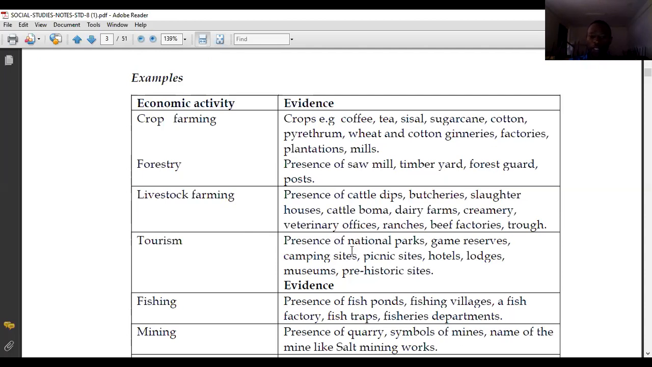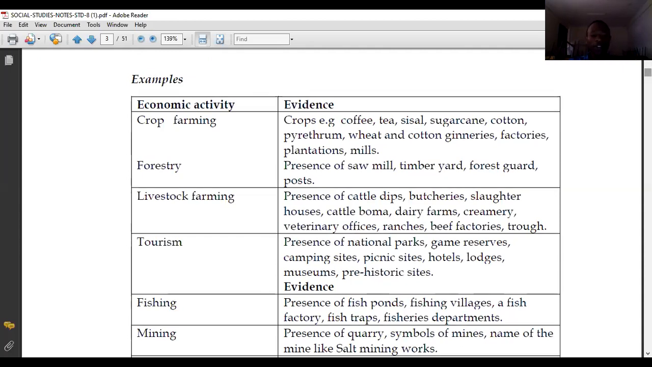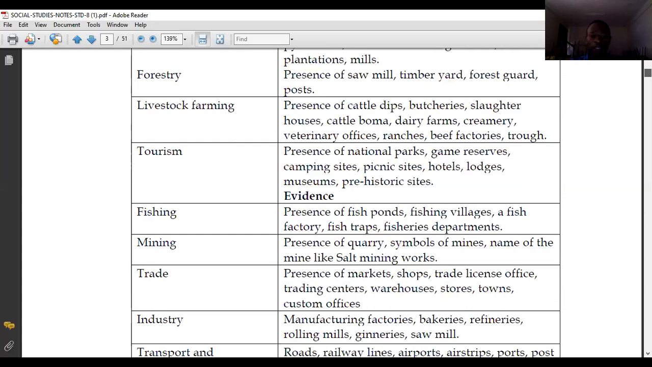When you see presence of national parks, game reserves, and camping sites, hotels, lodges, museums, or prehistoric sites, just know that there is tourism as an economic activity. Then, presence of fish ponds, fishing village, fish factory, fish trap, fisheries department will show that there is fishing. Quarry, and name of maybe a salt mine, it means that there is mining.